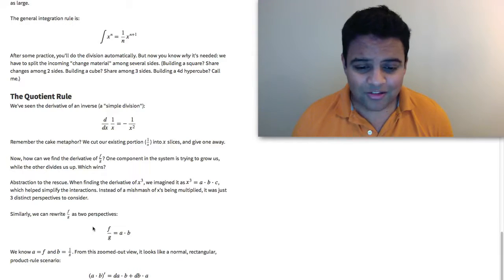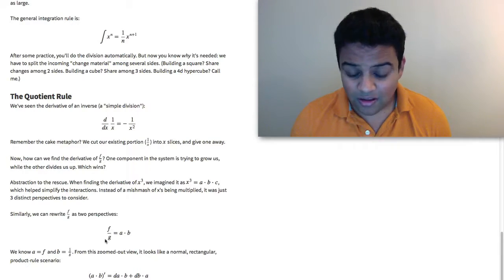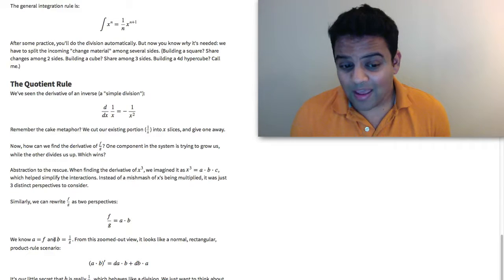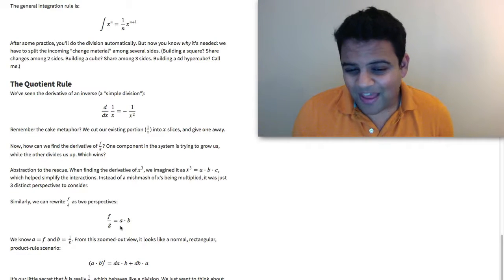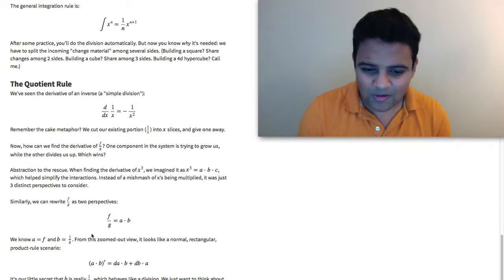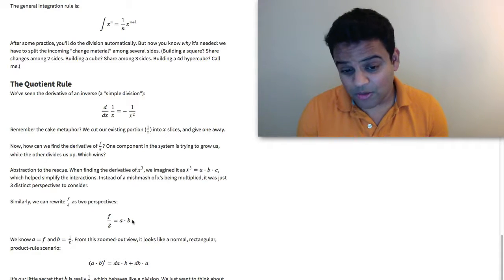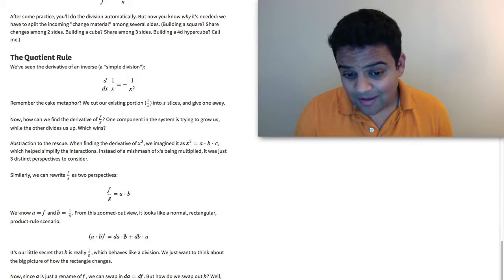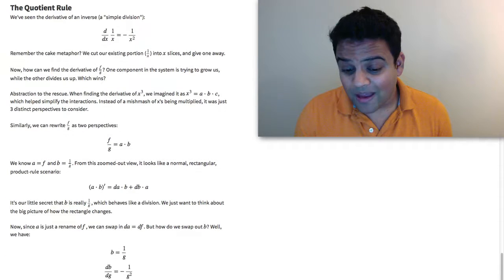and we'll have a shortcut to help make it easier. Instead of seeing a division as a division, just see it as multiplication. F divided by g, well, it's a times b, where a is f, and b is actually 1 over g. So we bundled up 1 over g, and we called it b, and now we have what looks to be a multiplication. And we can do our multiplication rule out, and then we get dA times b plus dB times a, and then we can plug things back in.